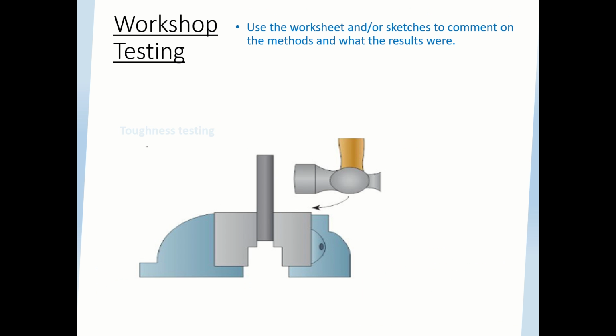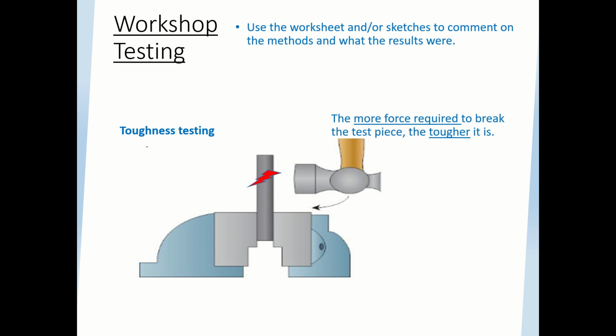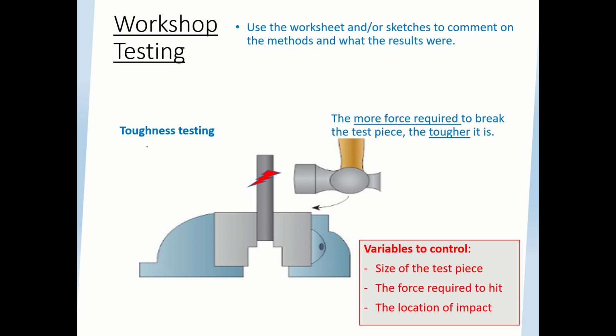In a toughness test, you could just put a sample piece of material and hit it with a hammer, in which case the more force required to break the test piece, the tougher it would be. Again, the variables here would be the size, the force required to hit, and the location of impact. Because if you hit a material at the bottom near the vise, that might have a different impact than at the top. Also, a thicker piece of material, let's say a thick piece of aluminium compared to a thin piece of copper, that wouldn't be a fair test. But toughness is just hitting with a hammer to see how much force is required to break it.